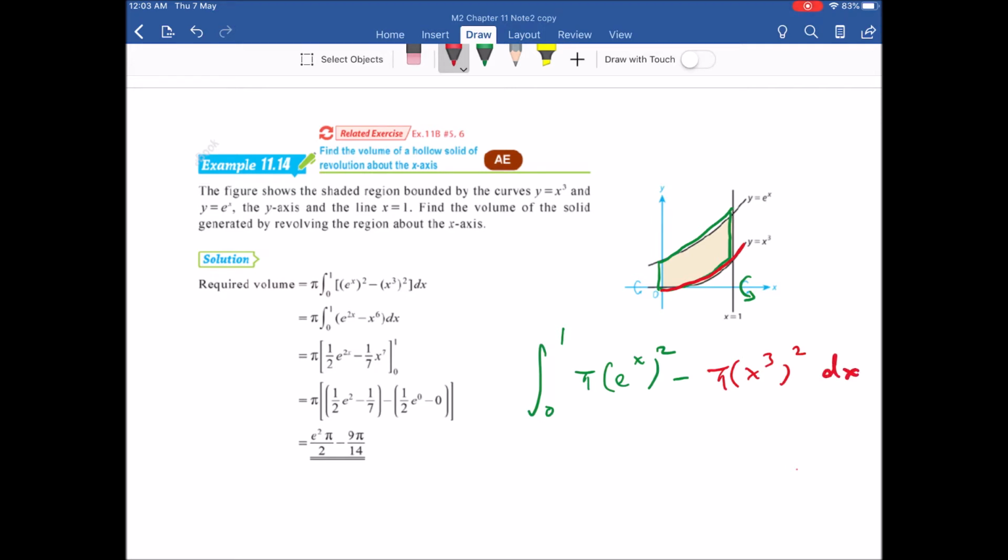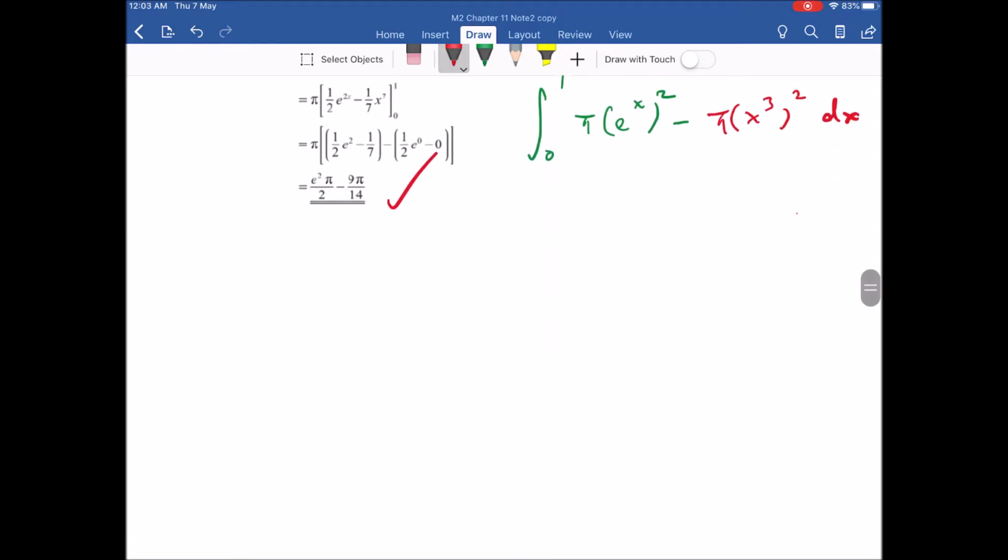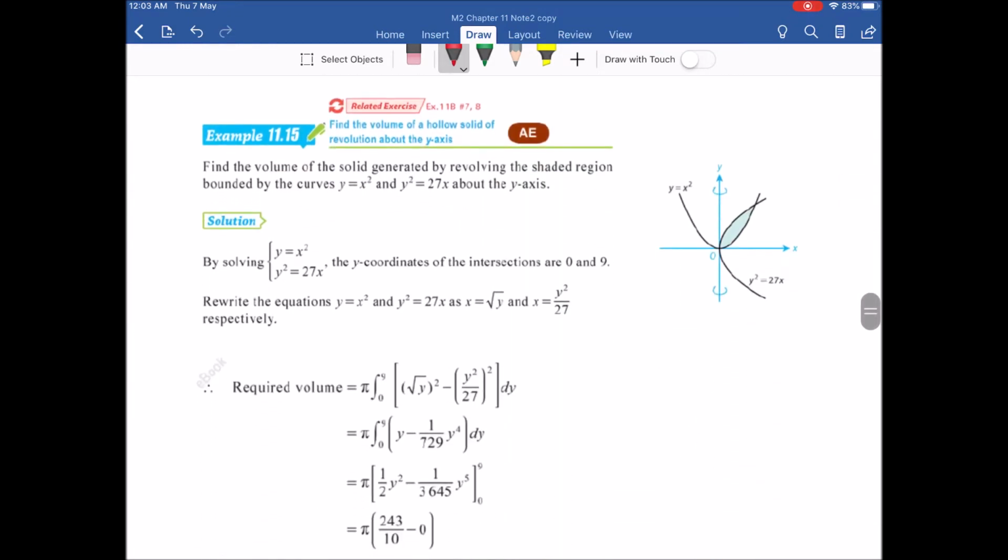dx. The big one minus the small one, and then you get this answer. And one more example. This one here, you're going to find a red curve and the green curve. This time this area is rotated about the y-axis, not the x-axis.